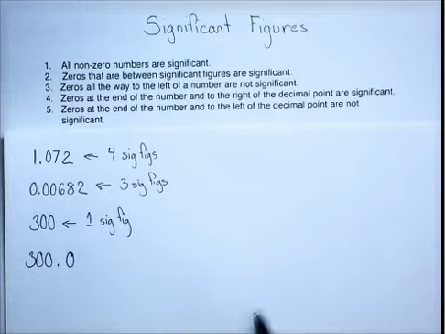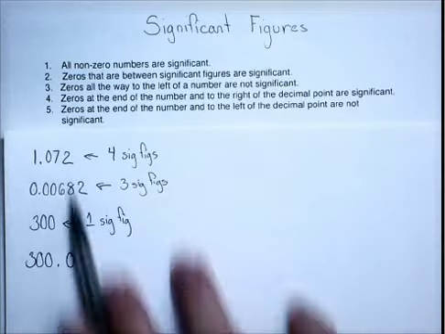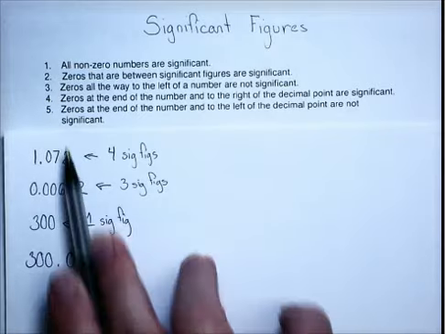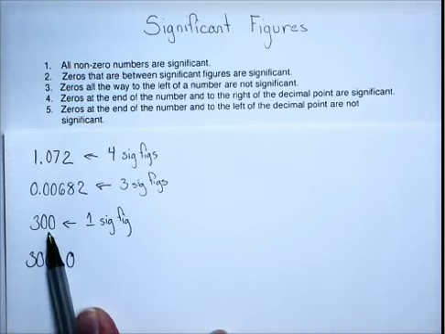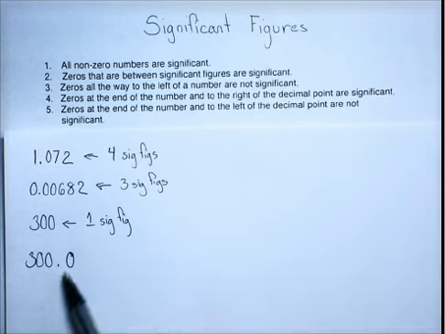And again, that's rule 5, not rule 4, my bad. Zeros at the end of the number and to the left of the decimal point are not significant. All right, now let's look at this one.